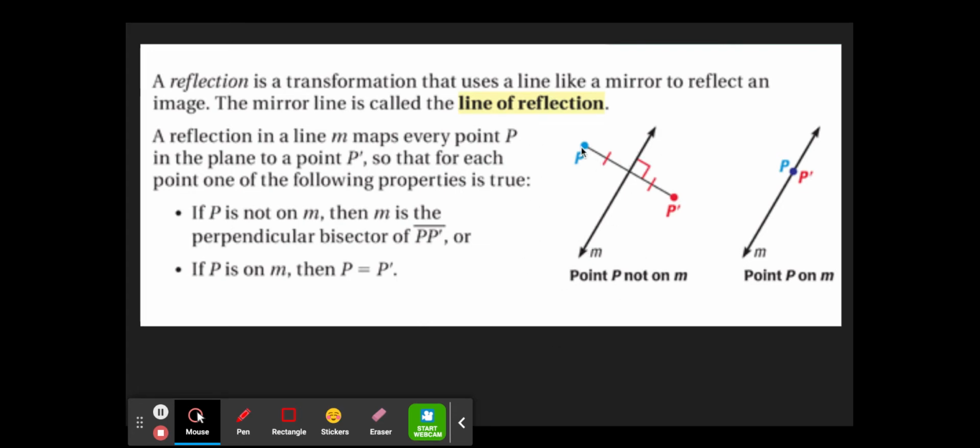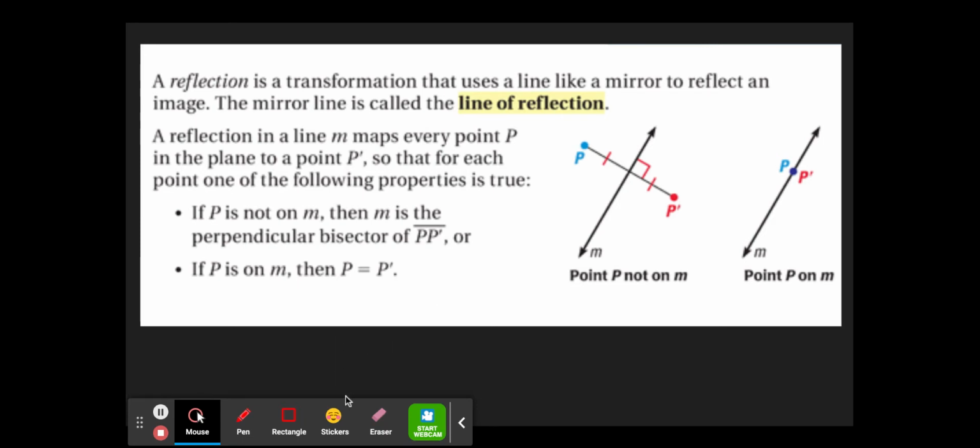So if we're going to do this from P to P prime, we need to have an idea that the distance between P and the line of reflection and P prime and the line of reflection has to be the same. So those have to be congruent. And the idea needs to be that it's a perpendicular relationship, right?